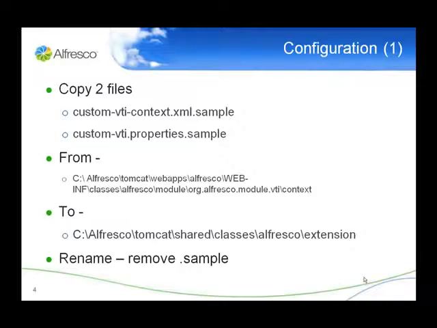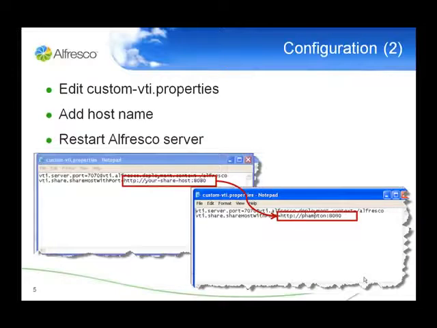And you just need to copy those to a different area within the Alfresco hierarchy, and then rename them to remove the .sample. And then you're going to edit one of those. One of the things that we need to do is understand the server name of where the CIFS server is running. So you edit the VTI properties file and add your host name. My particular PC is P Hampton, so I just replace the your-share-host string with P Hampton, save that file, and then restart the server. So let's look at this in action, and let's look at a live demo.